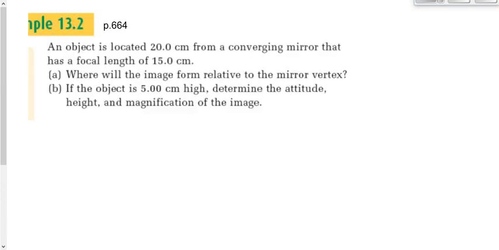All right, let's do an example. This one's in our textbook as well. Page 664, it says, an object is located 20 centimeters from a converging mirror. It's a converging mirror, which means that the focal length is positive, which is good. We don't have to worry about sticking a negative in there. We just want to draw attention to it so that when we do have a diverging mirror, we don't forget to make it a negative value.